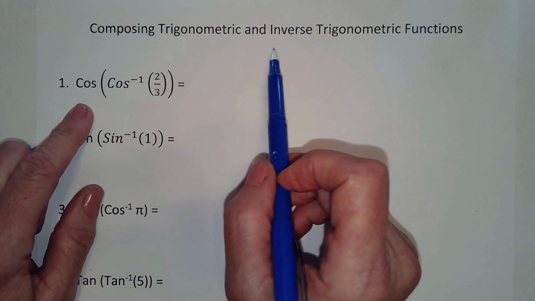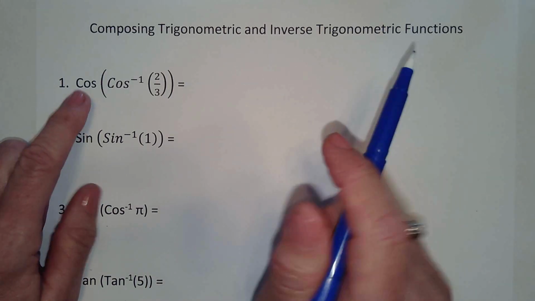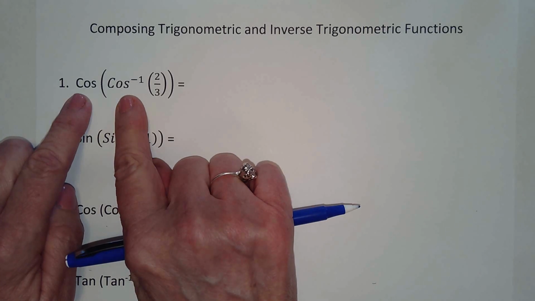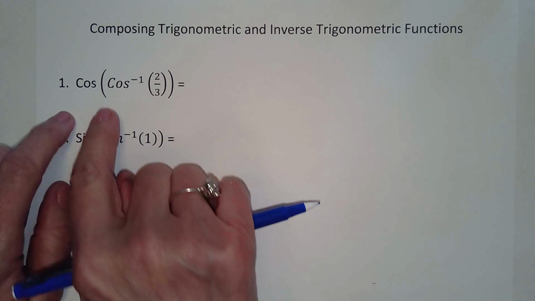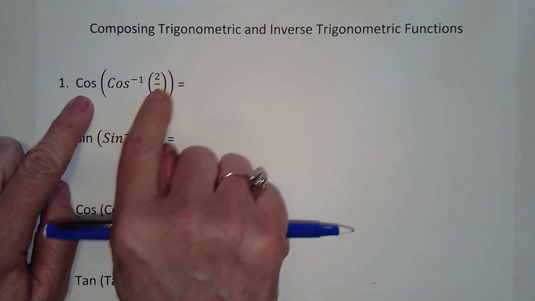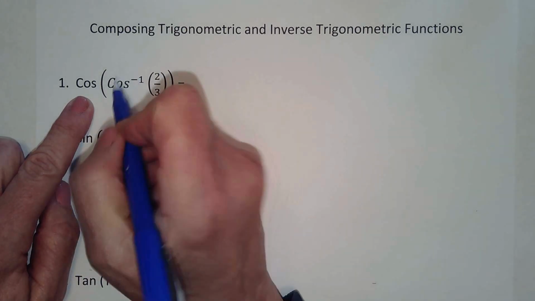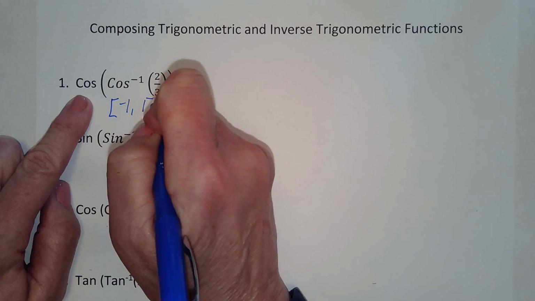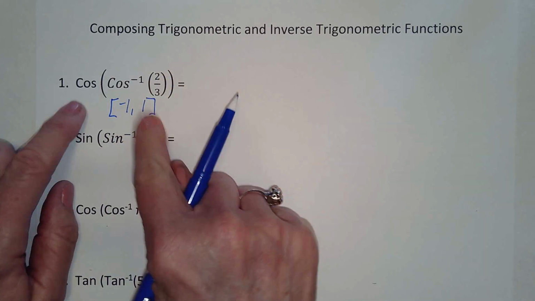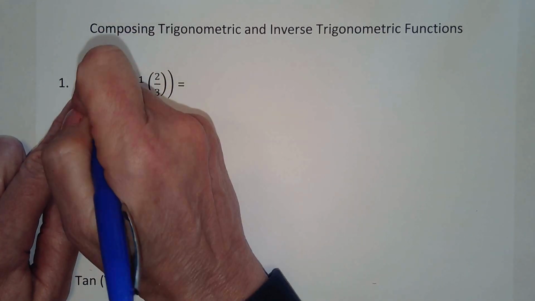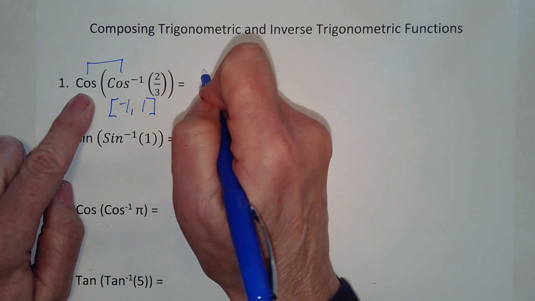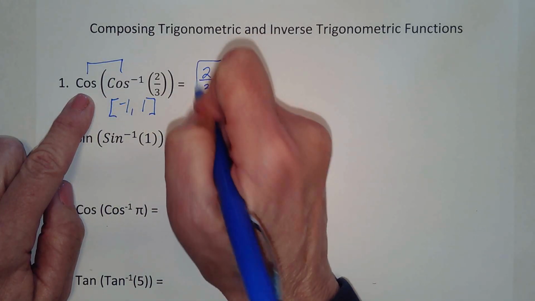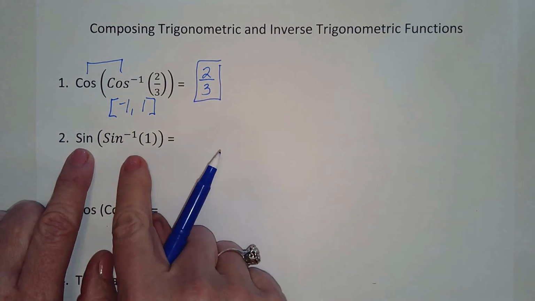Composing trigonometric and inverse trigonometric functions. Here we have cosine of cosine inverse of 2/3. Our outer function is cosine, and here is our inner function. We need to check to see if 2/3 falls within our domain of -1 to 1. 2/3 does, therefore I know that my inverses undo each other, and the answer is 2/3. Let's look at the next one.